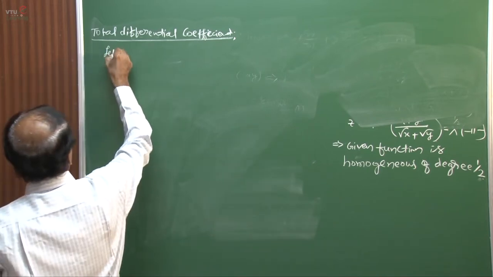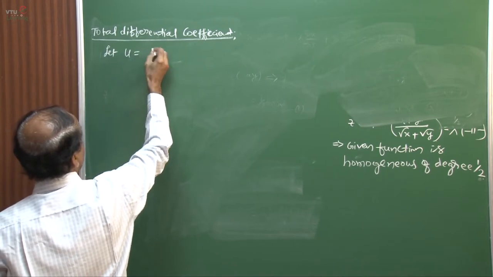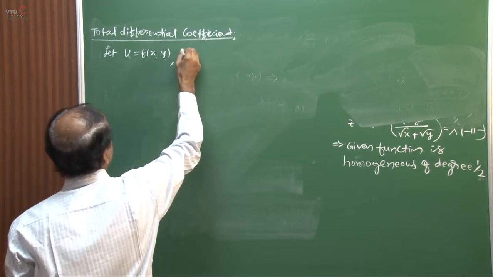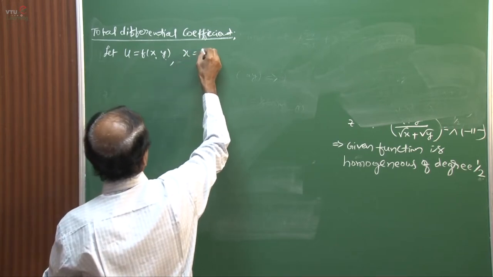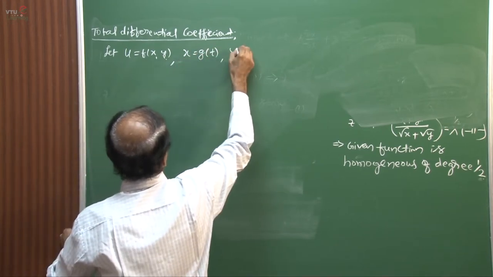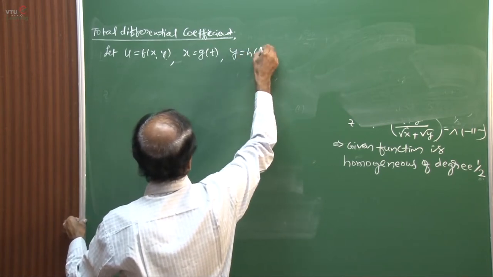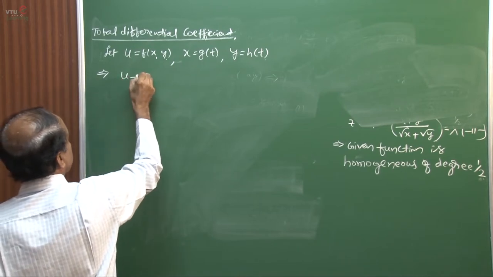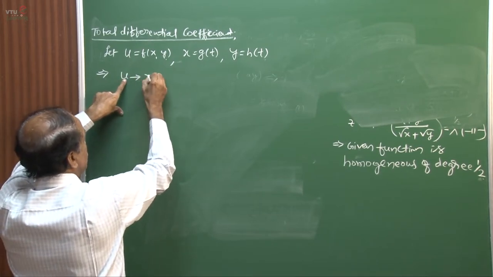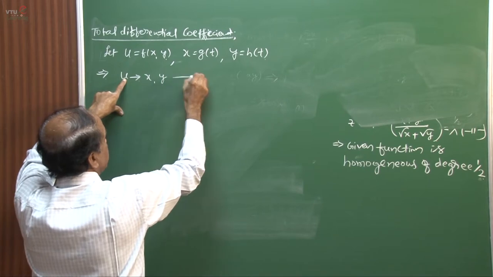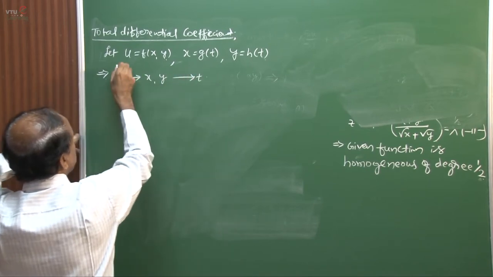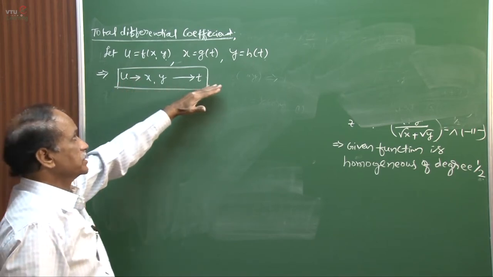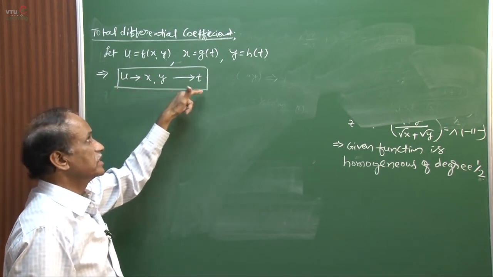Let u is equal to f of x comma y, and x is equal to g of t, and y is equal to h of t. That clearly implies u is connected to x and y, and x and y are connected to t. You should understand this in depth. Every problem, every discussion will depend on this basic relation.